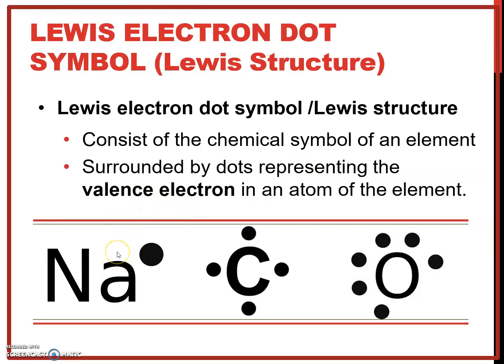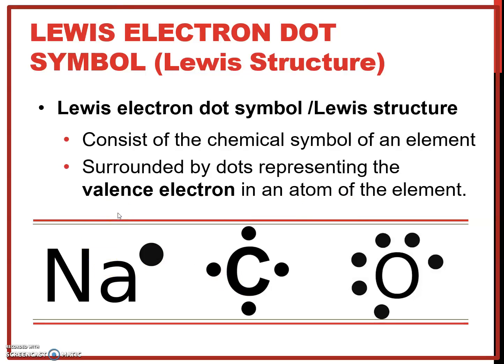So for example, sodium. The clue is that if the element is from group 1, it has 1 valence electron. If from group 2, it has 2 valence electrons. If the element is from group 16, it has 6 valence electrons. Okay, for example, sodium.